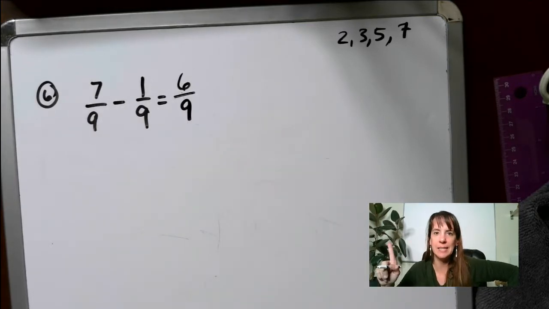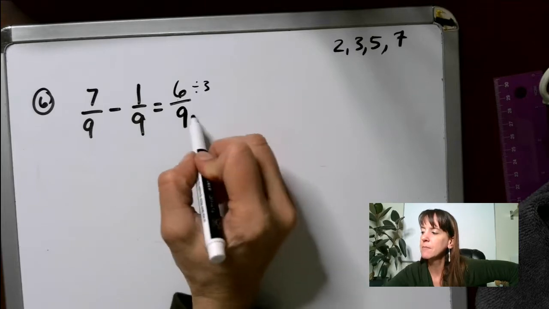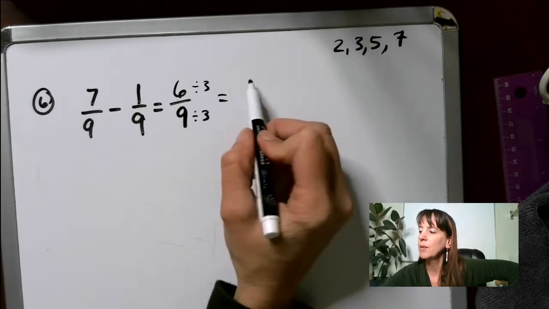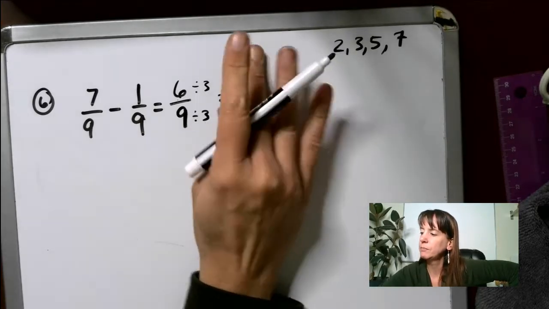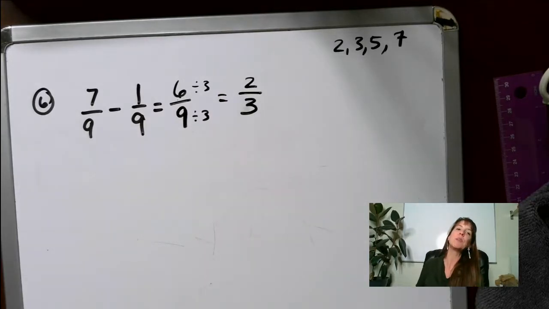Now let's ask ourselves 2, 3, or 5. 2, no, because that doesn't go into it, but 3 does. So let's divide by 3. Divide by 3. We can get 2 over 3. Guys, another way to reduce fractions.